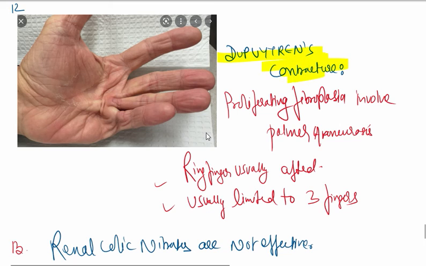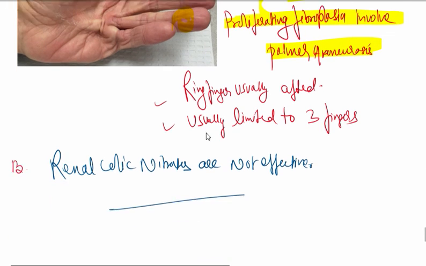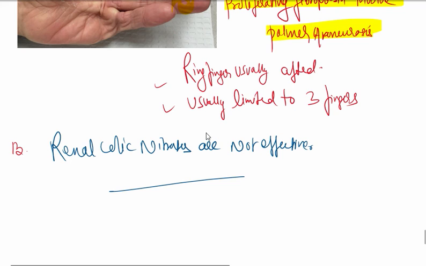So what is this next image? Dupuytren's contracture, and here the most common finger involved is the ring finger. And what is this? Proliferating fibroplasia that involves palmar aponeurosis. Ring finger is most commonly affected, and it is limited to 3 fingers only.